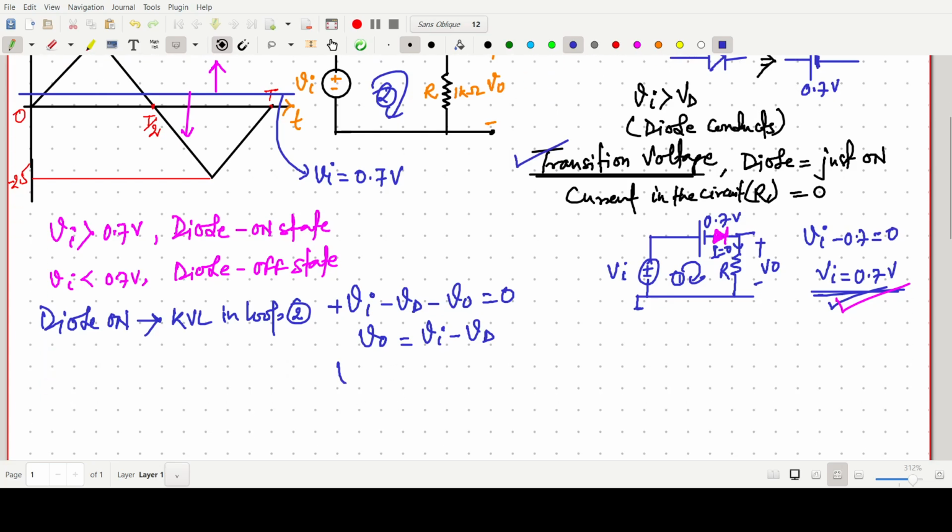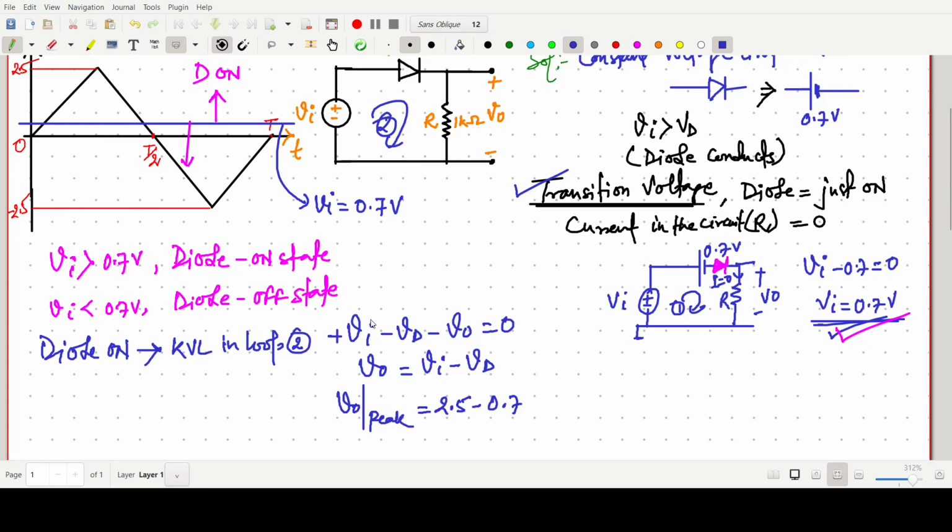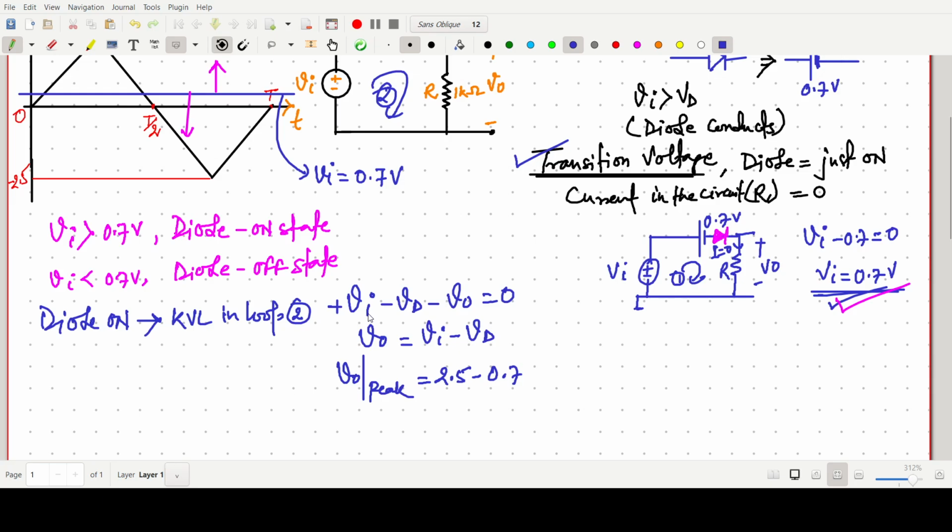The V naught peak will be Vi maximum, which is positive 2.5 minus 0.7. Very simple: this is 2.5 volt minus 0.7. So it will give the peak of the output waveform, that is 1.8 volt. Okay, so we can easily draw the output.